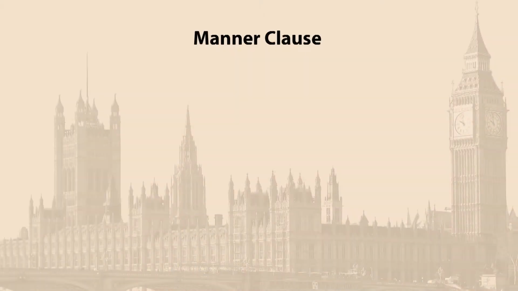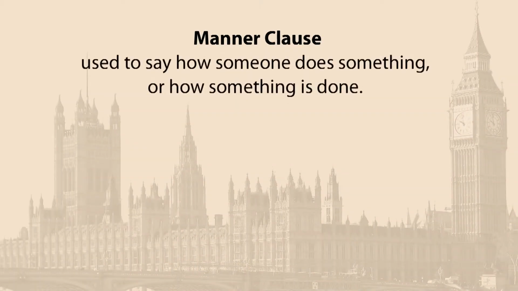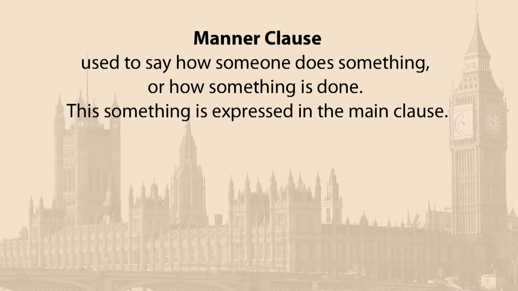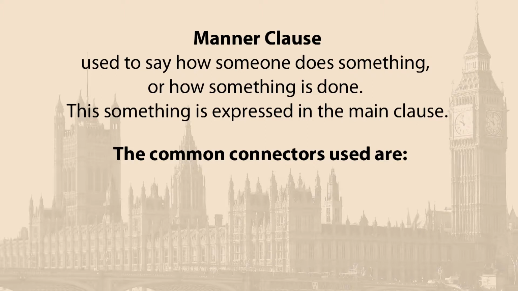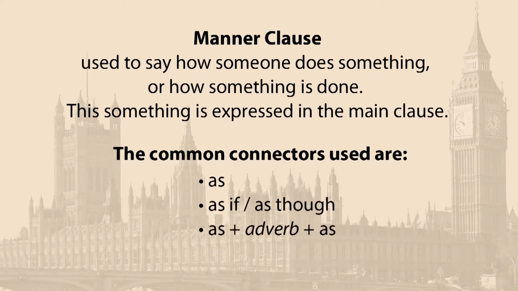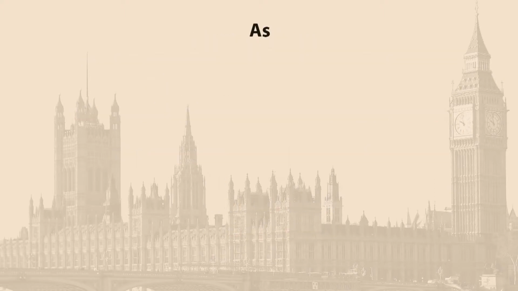A manner clause or a clause of manner is used to say how someone does something or how something is done. This something is expressed in the main clause. The common connectors used are as if or as though, as plus adverb plus as, and like. As. I will do as I like.